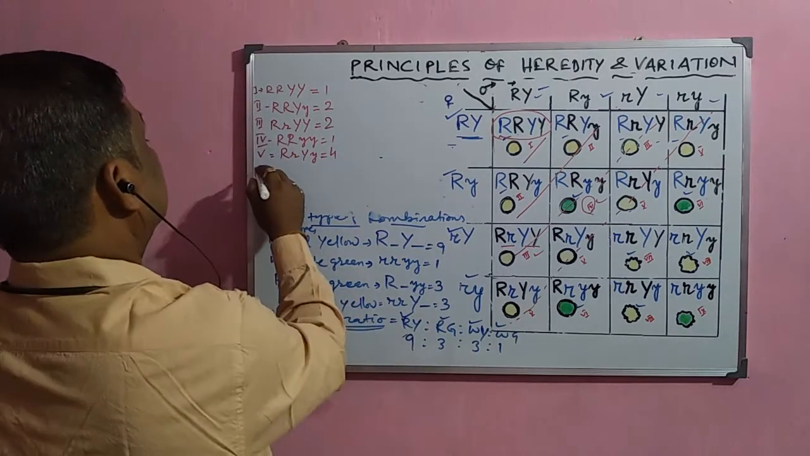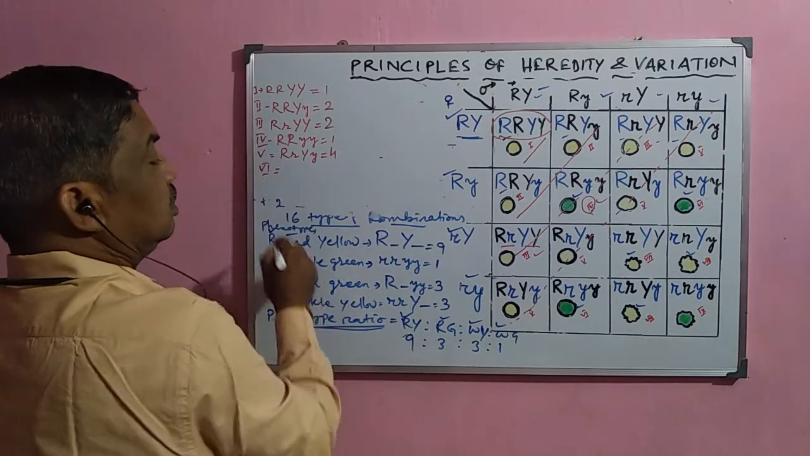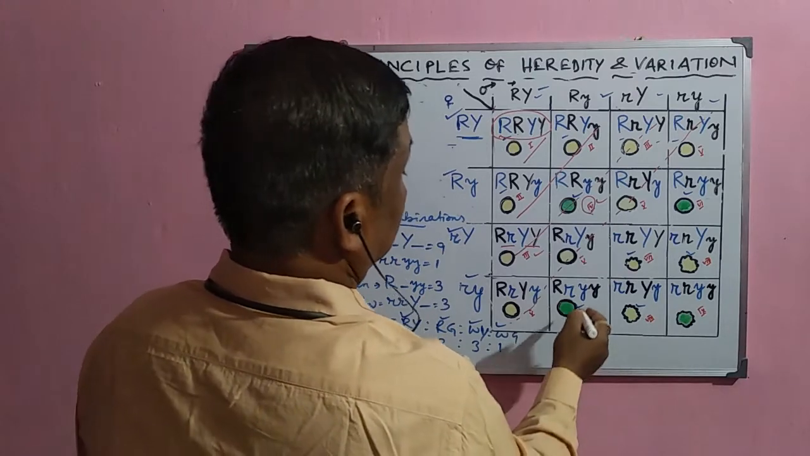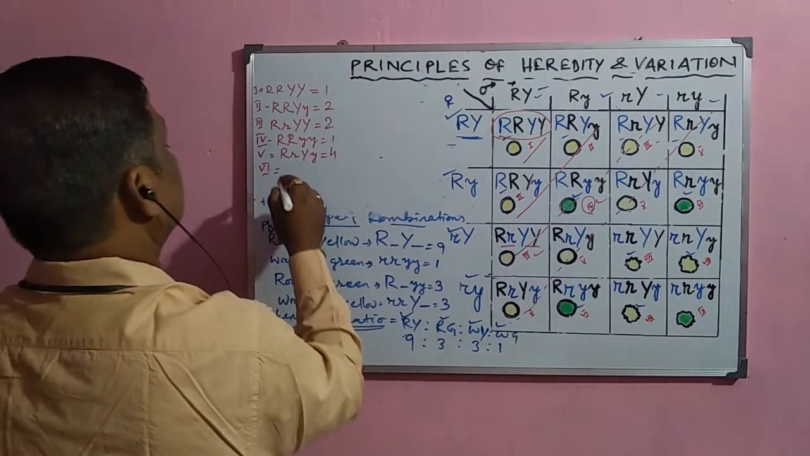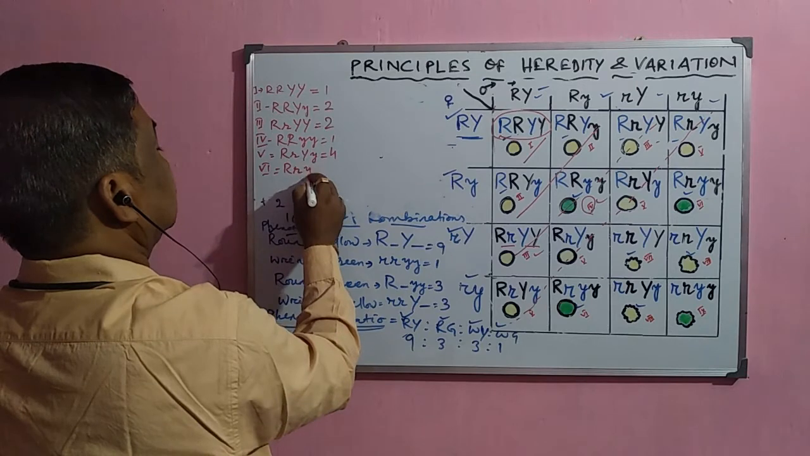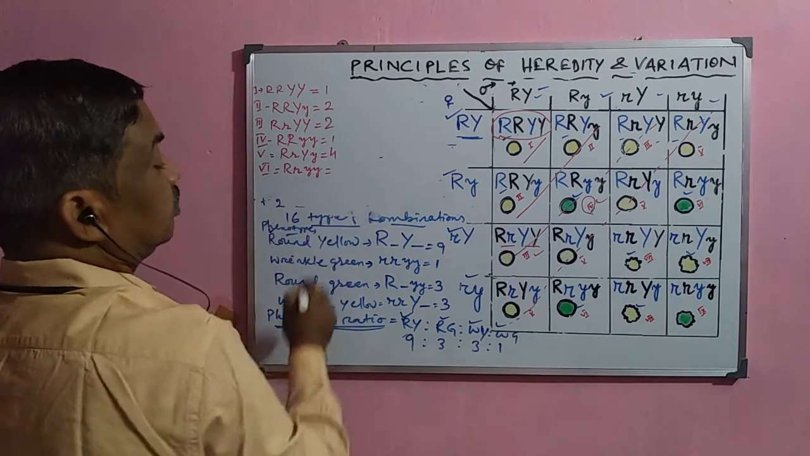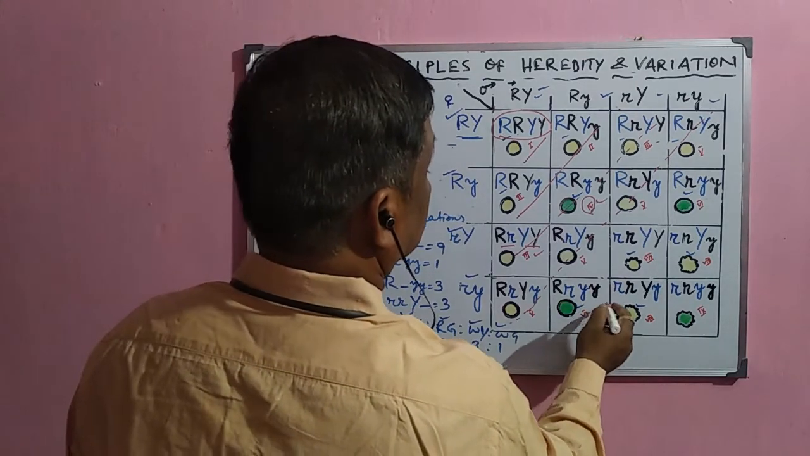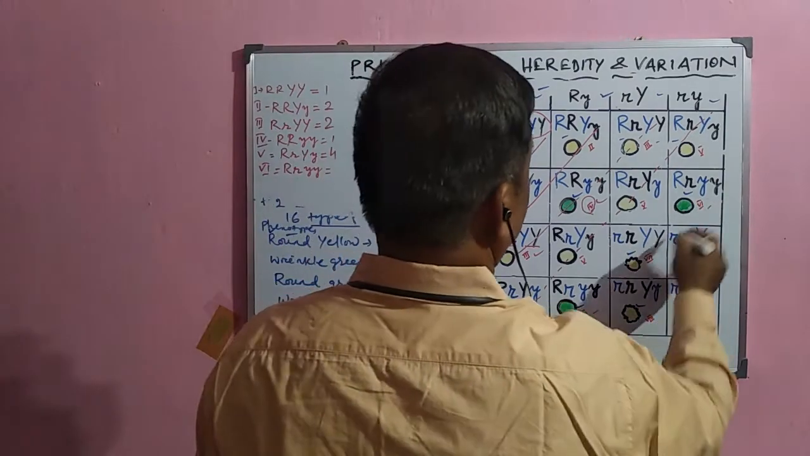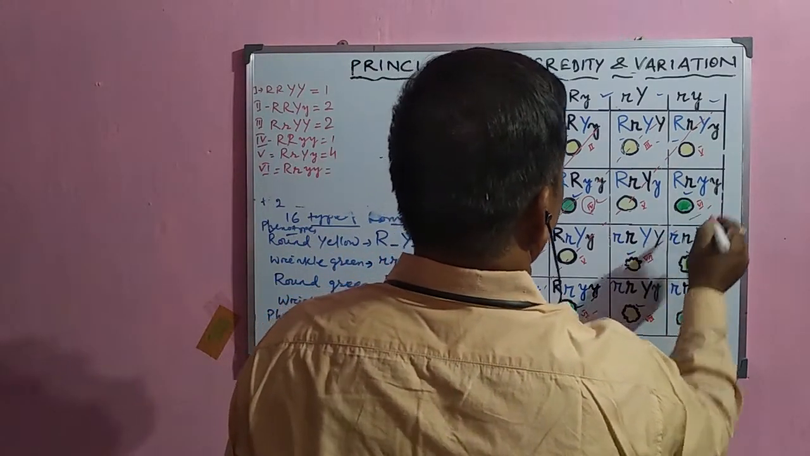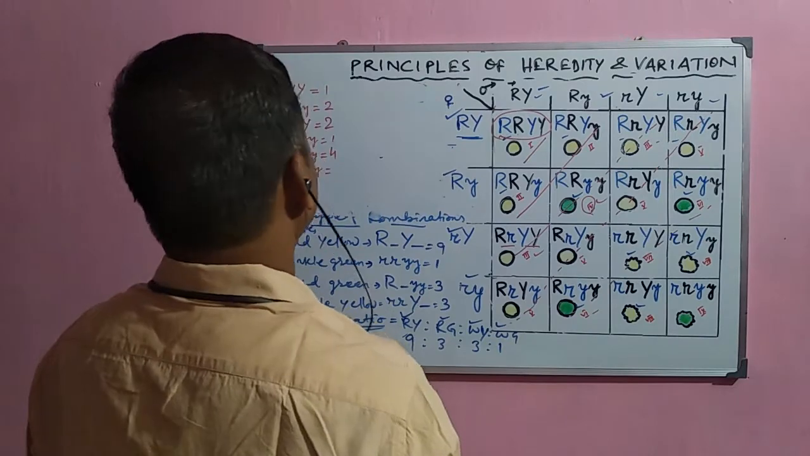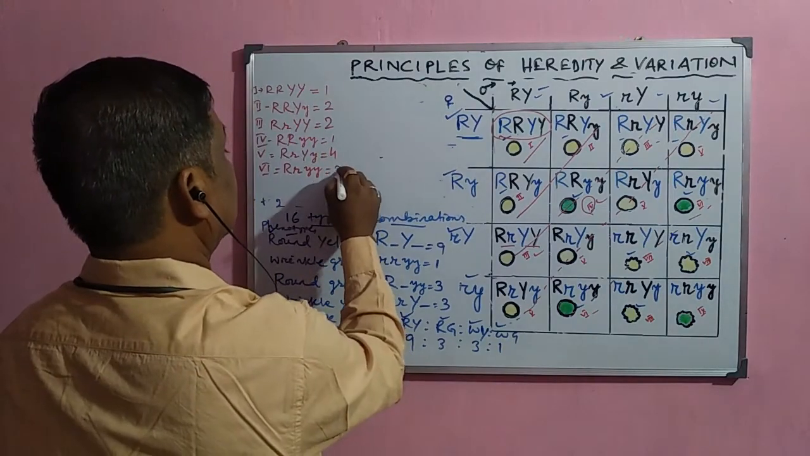Now next, sixth genotype. What is the sixth genotype here? Look at here. Capital R, small y, capital R, small y. Now this is one here, another one here. Look at here. So this is one genotype. So this is having 2 genotypes.